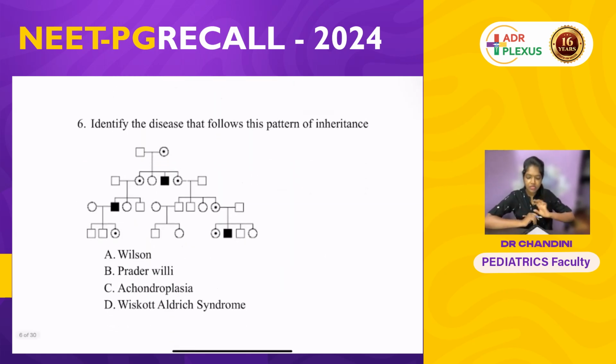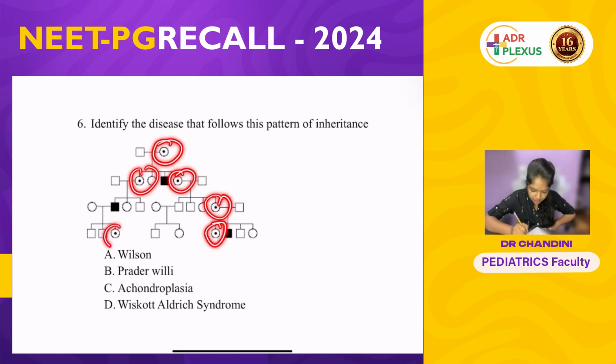Moving on to the next question, a pedigree chart was given, and they have asked to identify which disease follows this pattern of inheritance. So looking at the pedigree, this was the pedigree given. Whenever you see a dotted line, circles or dots in between, it means it is a carrier. So you can see carrier state in this. When you have a carrier state, it is going to be recessive. So you want to see whether it's going to be autosomal recessive or X-linked recessive. That's all. So look at all the carriers.